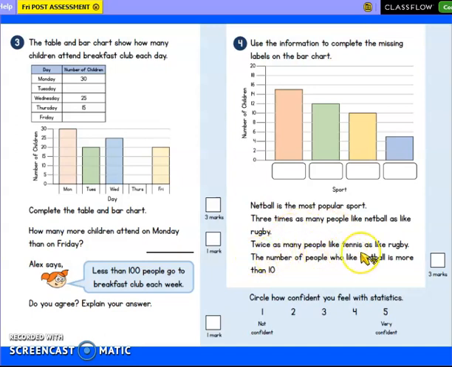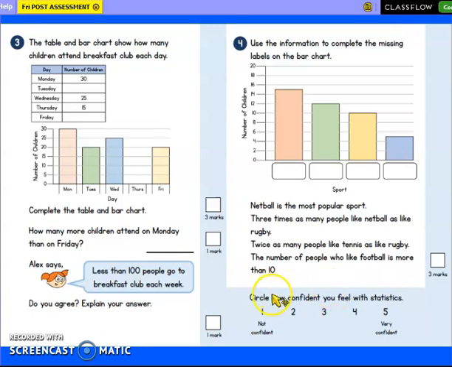Twice as many people like tennis as like rugby. Look at which one was rugby, and twice, remember, means double, to find which one would be tennis. Pause the video and write tennis in the right place. Lastly, the number of people who like football is more than 10. This must be the last place available. Check that it's worth more than 10. Are you correct?